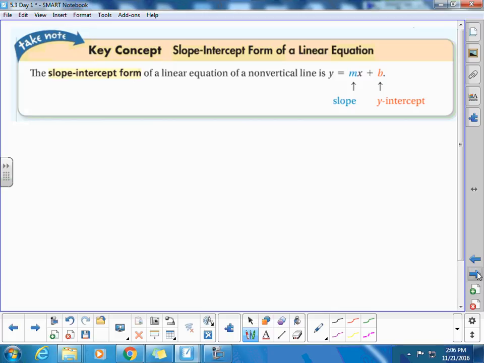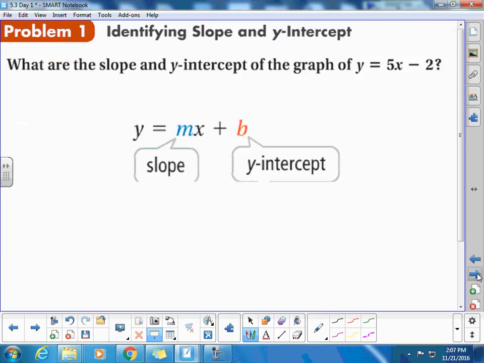All right, so key concepts, slope-intercept form. You do need to have this memorized. The equation of a line is just y equals mx plus b, where m is the slope and b is the y-intercept. So what are the slope and the y-intercept of this graph? Again, you have to have it in the form y equals something. So slope is the m. Notice it's not the mx, it's just the m. b is the y-intercept. So all I'm going to do is answer these questions.